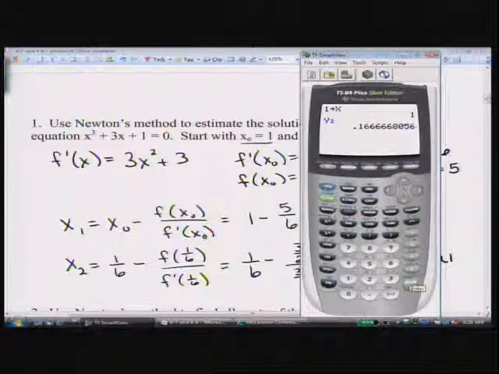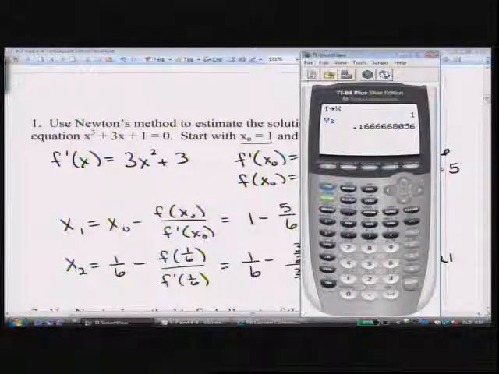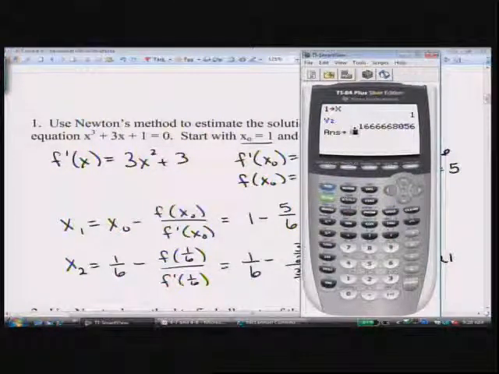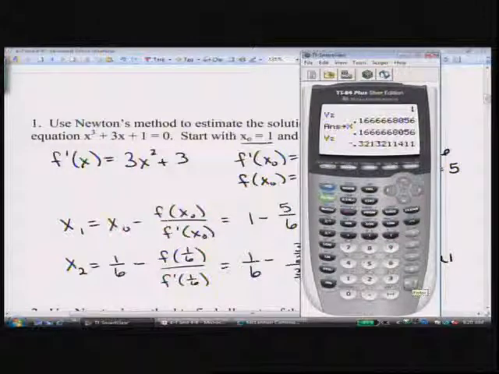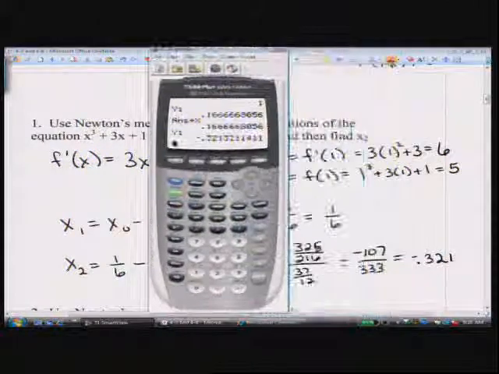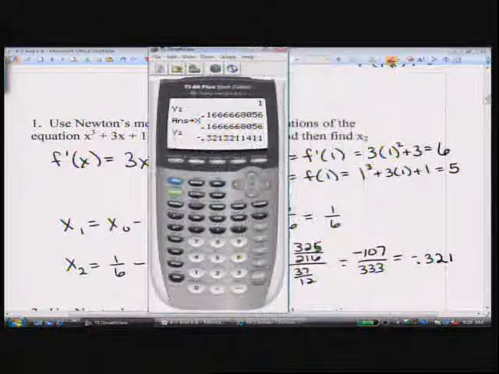Now I'm going to store this number in x, because that's my new x. And then I repeat the process. You can do vars, y vars, function, or you know how the second entry will let you pull up your previous command, so you can get the y2 right there, and then hit enter. And see that negative 0.321, that's the number that I got when I did it by hand.